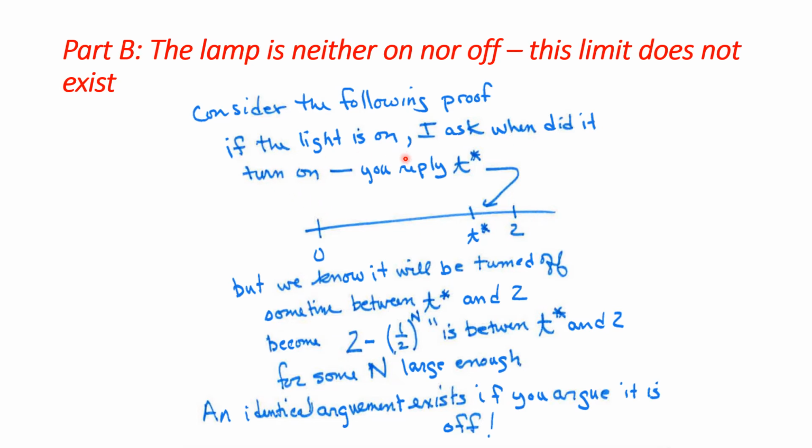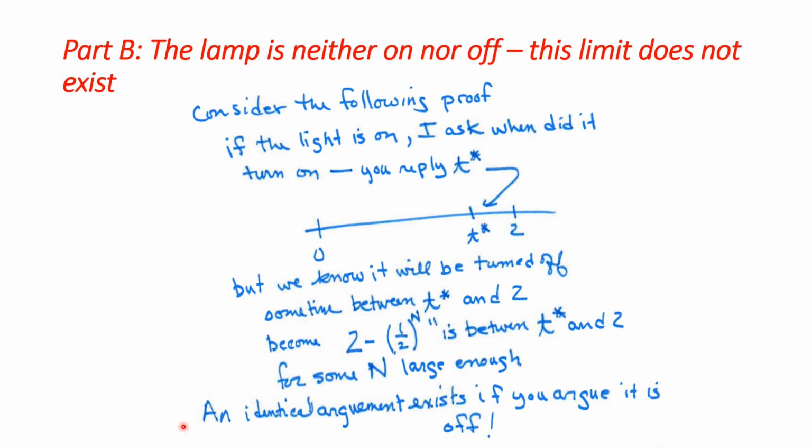Now, if you tell me that the light is on, I can ask you, when did it turn on before that? And you reply, at a point called t star, where t star is something less than 2. But we know it will be turned off sometime between t star and 2, because there is some number, capital N, where 2 minus 1 over 2 to the capital N is between those two numbers. And that's going to be true for n sufficiently large. So that is going to be a contradiction, because that was not when it was turned on and still on at time 2, because it was turned off in between.